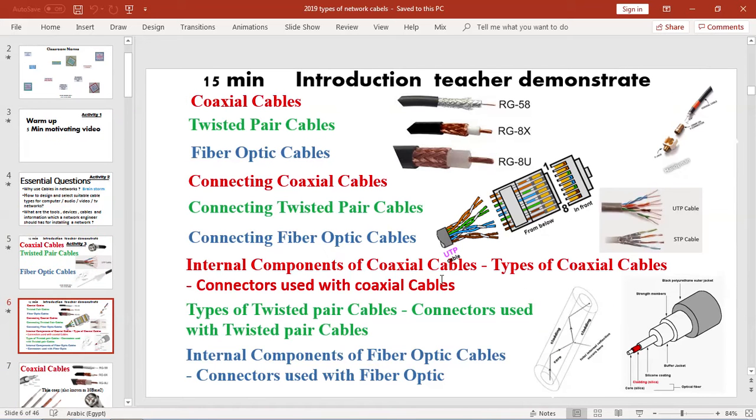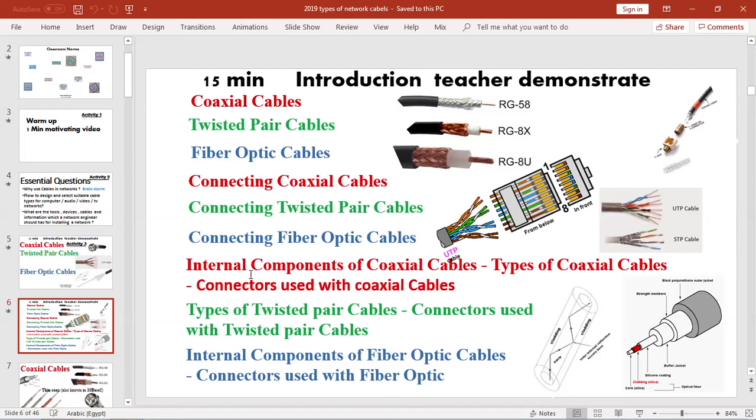Here in this session, we are speaking about the three types: coaxial cable, twisted pair cables in green, and optical fiber cables in blue. This is the coaxial cable, and this is the internal, how it is connected to the connector. This is the shielded and unshielded twisted pair, and this is the internal, how the connector is connected to the cable, which is UTP here. So: connecting coaxial cables, connecting twisted pair cables, connecting optical fiber cables.